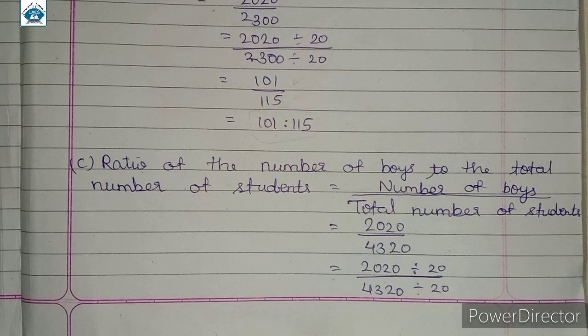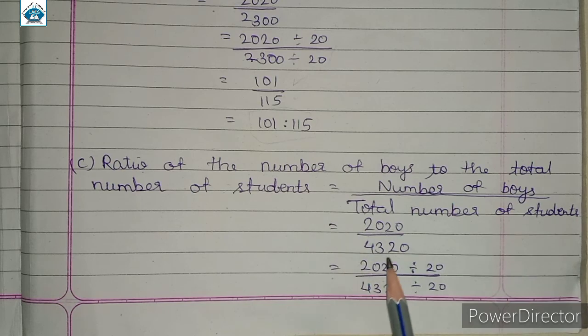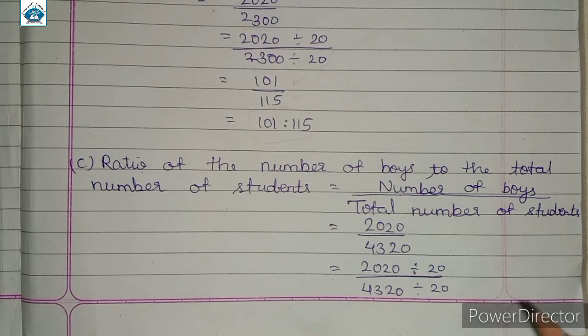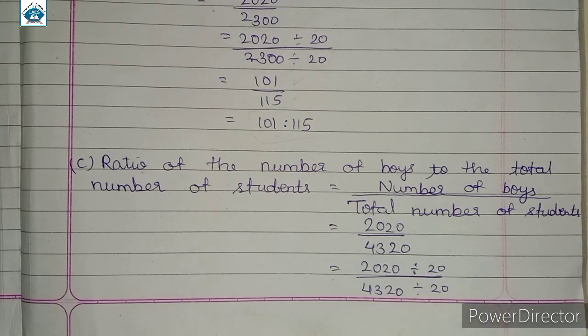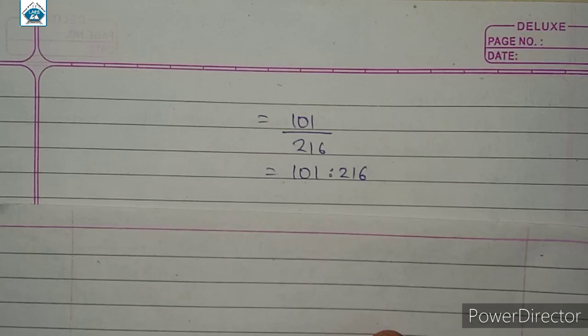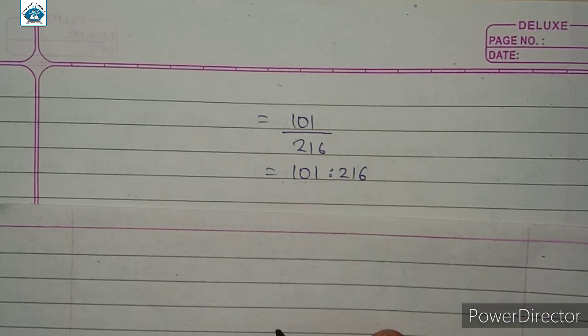In the next part, we need to find the ratio of the number of boys to the total number of students, which is equal to number of boys upon total number of students. The number of boys is 2,020 and total number of students is 4,320. So we need to find the simplest form by dividing with their highest common factor. So here when you divide the numerator and the denominator with the highest common factor, you get the required ratio. Therefore, the required ratio is 101 is to 216.